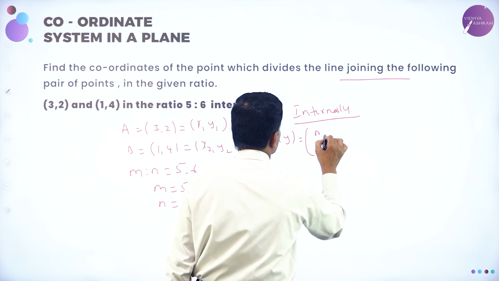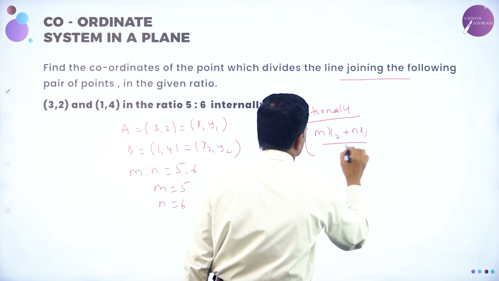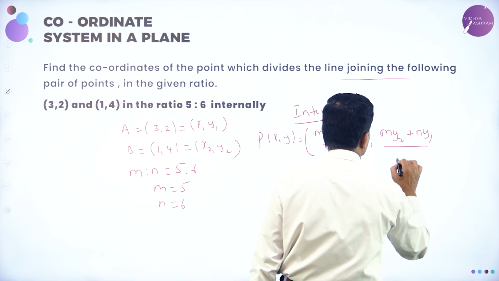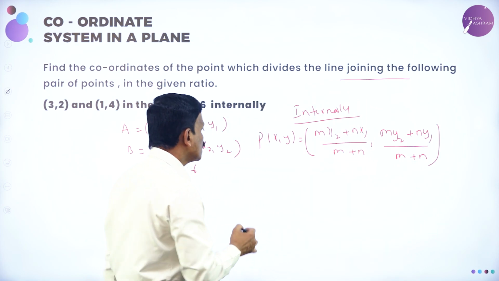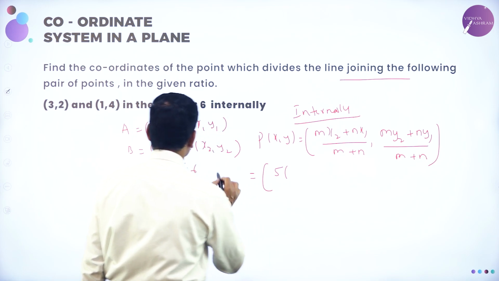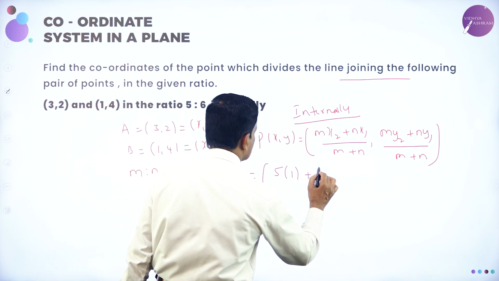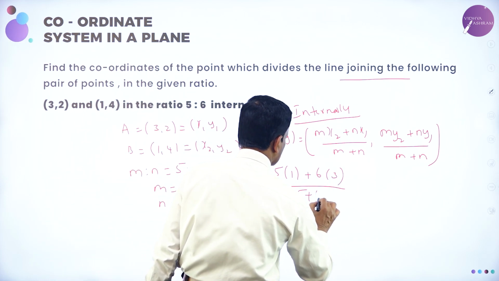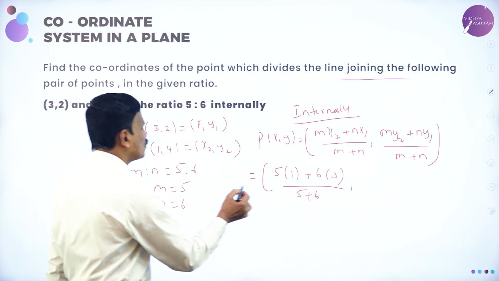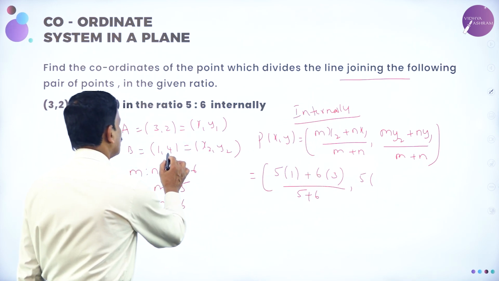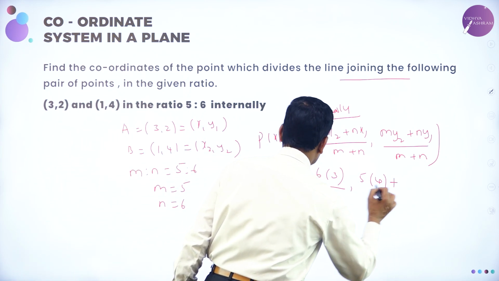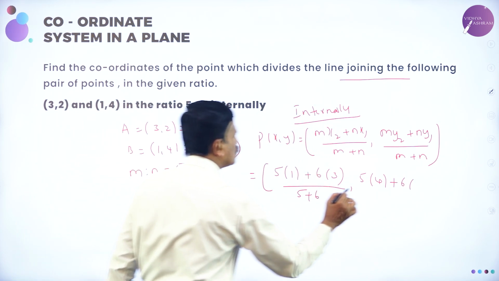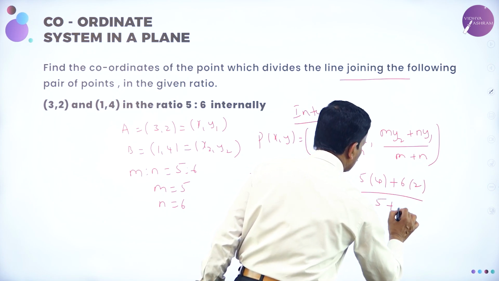P(x, y) is equal to (m x2 plus n x1) divided by (m plus n), (m y2 plus n y1) divided by (m plus n). So, what is here? m is equal to 5 into x2, x2 is 1, plus n is 6 into x1, x1 is equal to 3, divided by m plus n, 5 plus 6. m is equal to 5 into y2, y2 is equal to 4, plus n is equal to 6 into y1, y1 is equal to 2, divided by m plus n, 5 plus 6.